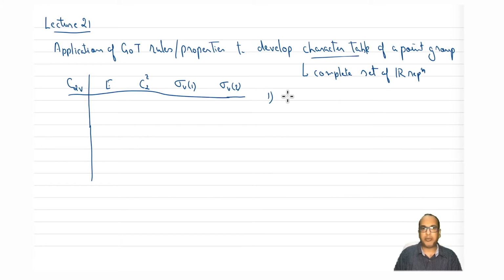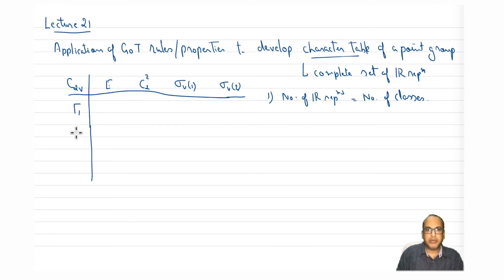So one of the properties says that the number of IR representations is equal to the number of classes, right? So this property tells me that there are 4 classes, and that there have to be 4 irreducible representations. So I will just write tau 1, tau 2, tau 3, tau 4. So at least I know that there have to be only 4, not more, not less. Now we have to find out these 4 representations using the rules.